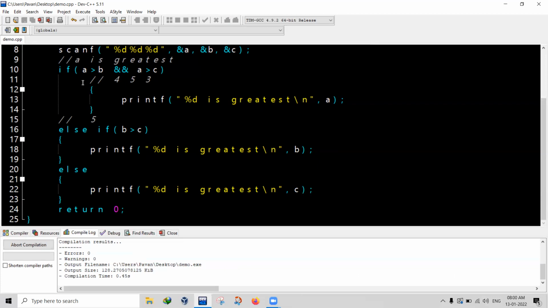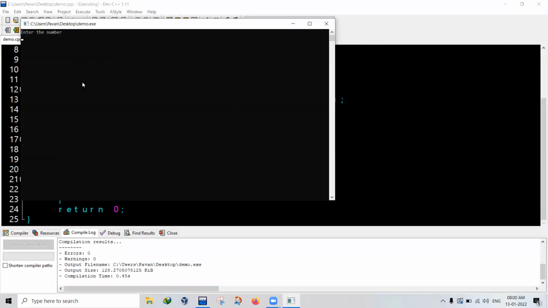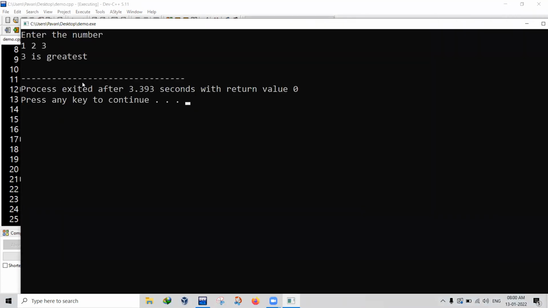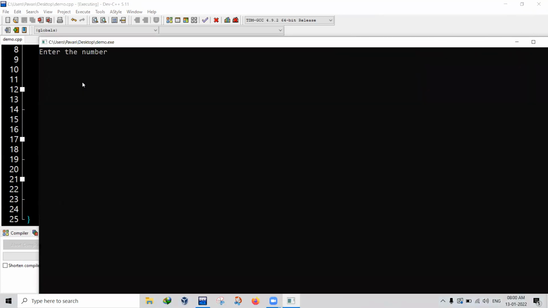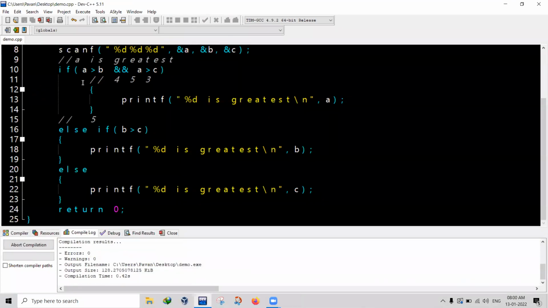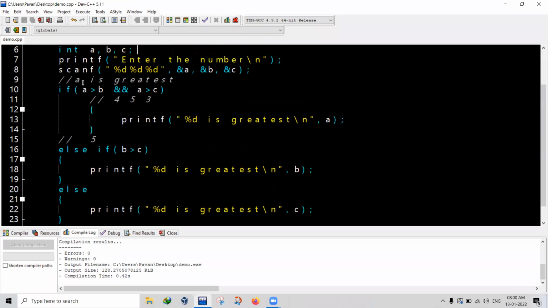So now let's run it. Okay, you can see, enter the numbers 1, 2, 3. 3 is greatest. Let's run it again. 3, 2, 1. You can see 3 is greatest, and the last possibility is that B is the greatest number. That is 1, 3, 2. You can see still 3 is greatest. This logic works fine, and I'm using an else if ladder to perform this operation.